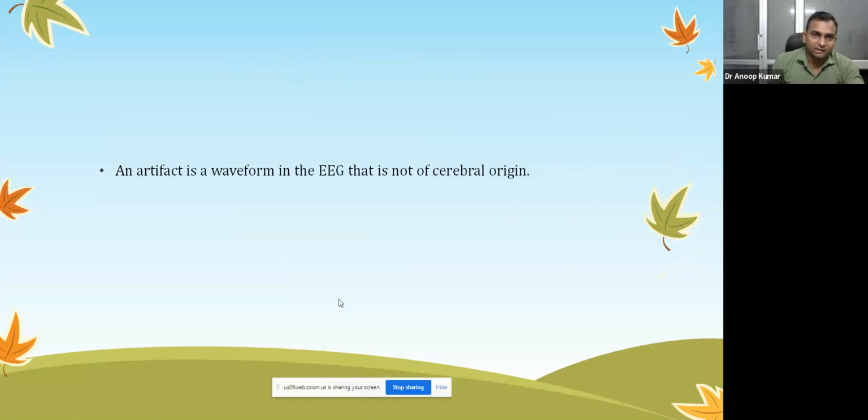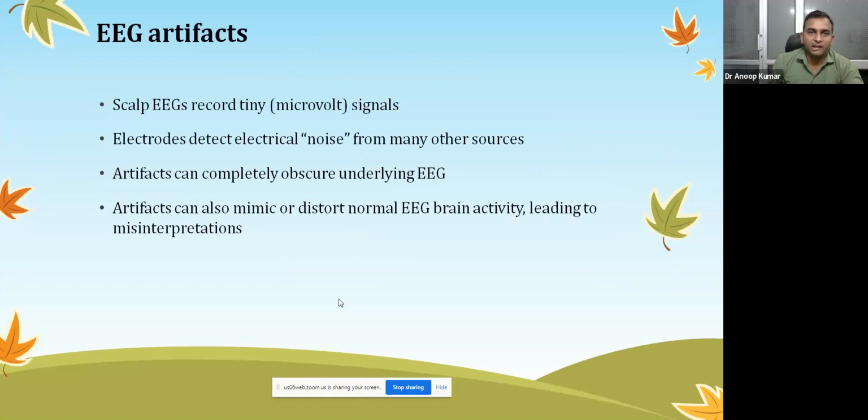So what is an artifact? It's a waveform in EEG that is not of cerebral origin. In EEG, we actually record the activities occurring from the cerebral hemisphere, and the artifact never occurs from cerebral origin. They are very tiny signals, electrical noise from many other sources, and artifacts can completely obscure the underlying EEG findings, and it can mislead us to make a different diagnosis.